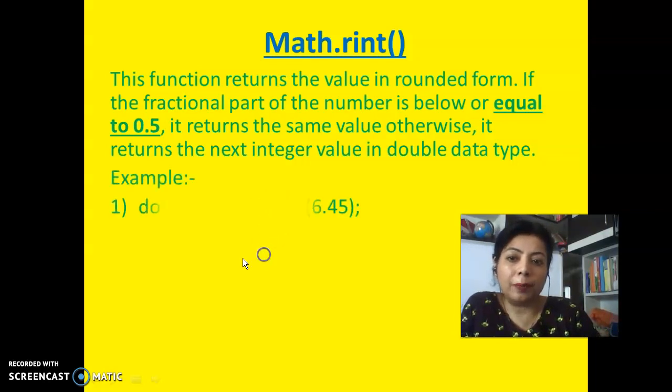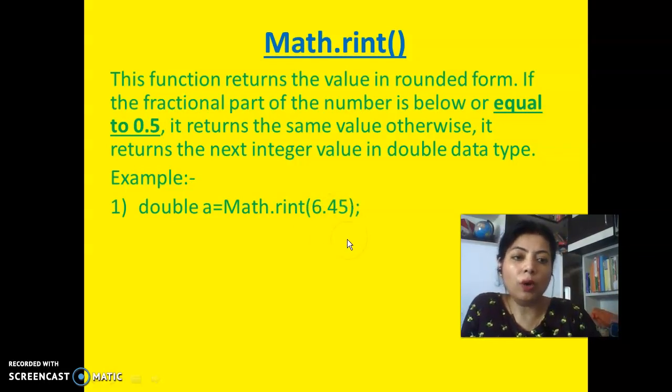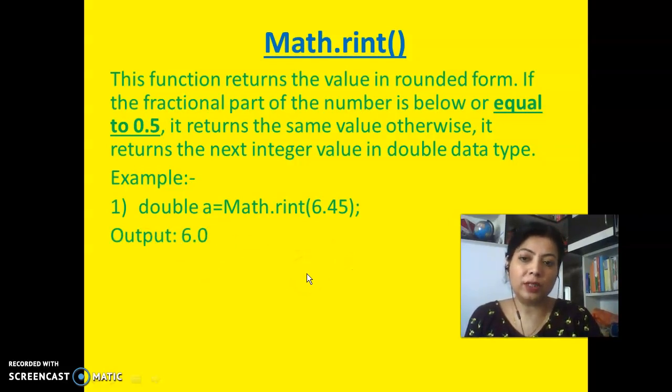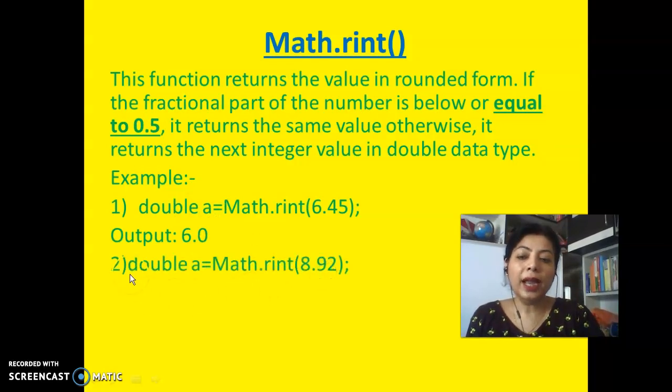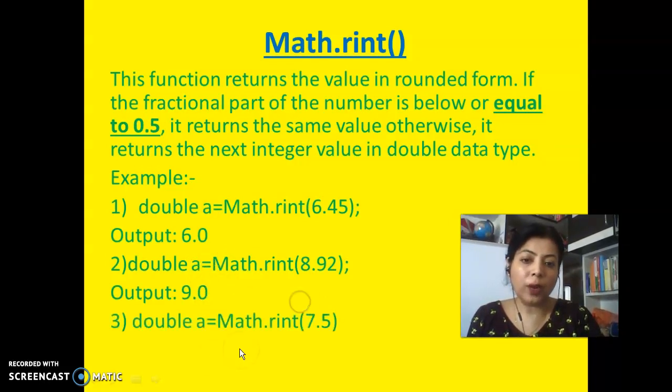Let's see the example. 6.45. After 0.4, we don't need to increase. It stays 6 only, or 6.0. It also returns a double. In the second example, it is 8.92. 0.9, obviously it increases to 9.0. Up to that it is the same as round.